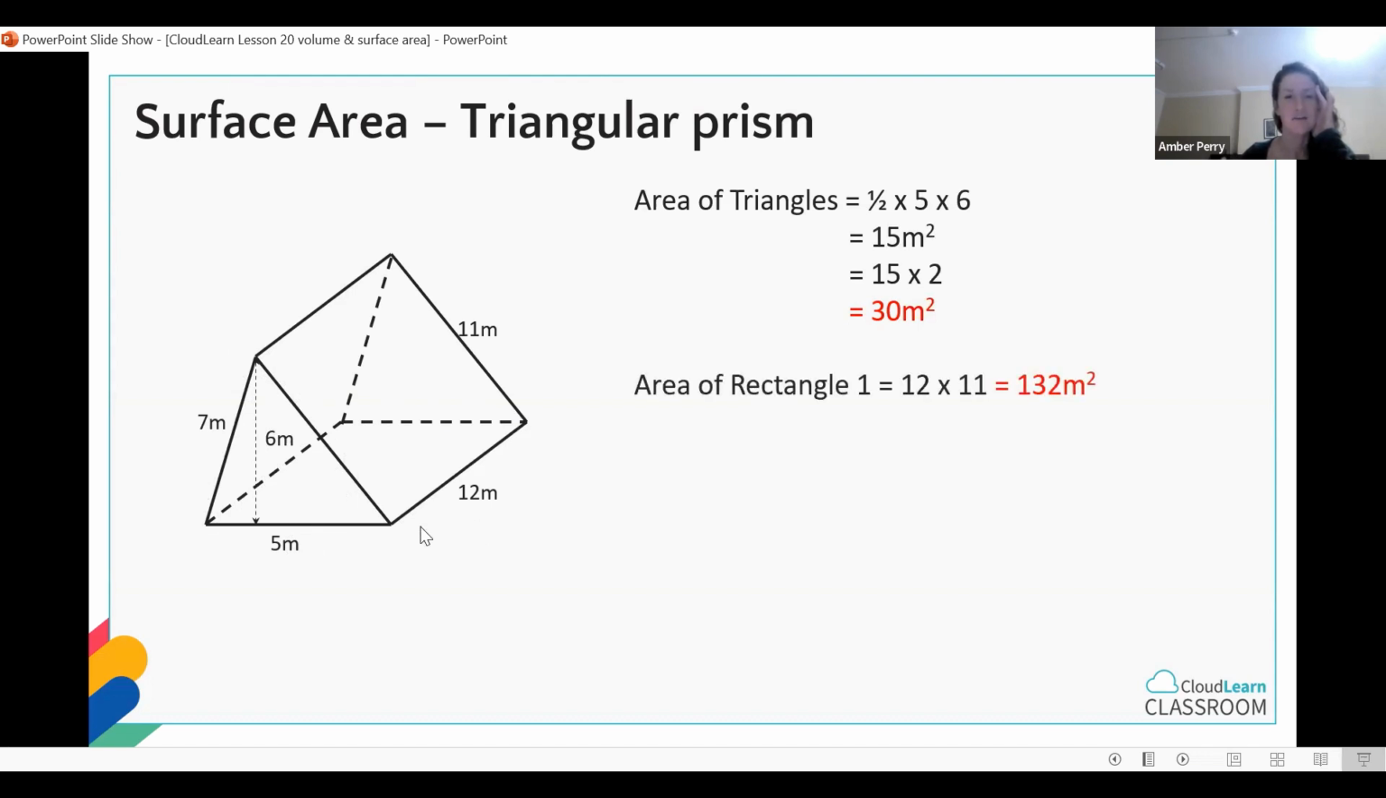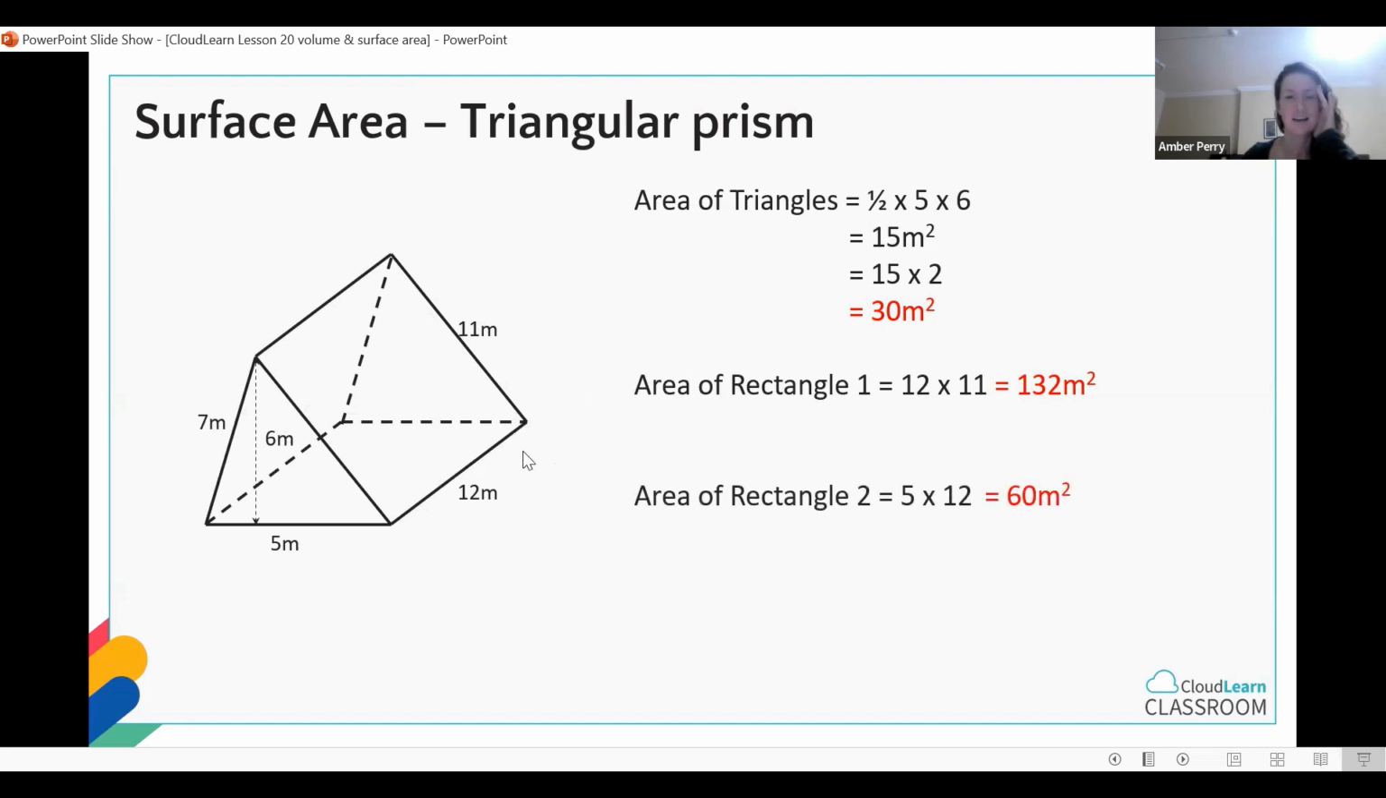So let's have a look first at this rectangle that's out here on the front, okay? So this big kind of exposed one. So this is 12 meters by 11 meters, okay? So I can see that this longer side here is the height of my rectangle and 12 is the length. So 12 times 11 is 132 square meters.